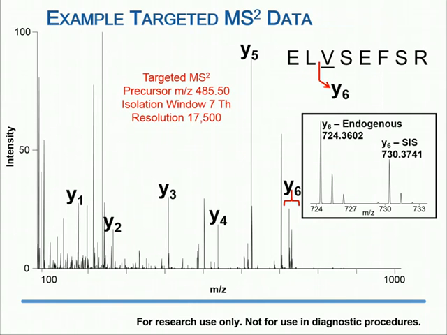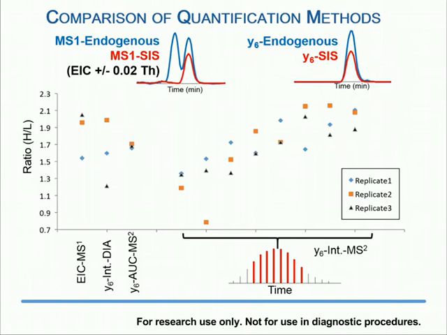So this is an example of the targeted MS2 data. You can see the two Y6 peaks here. In the inset, we've zoomed in a little bit and showed those two, the endogenous and stable isotope-labeled standard peaks. So we are able to obtain that data from the targeted MS2.